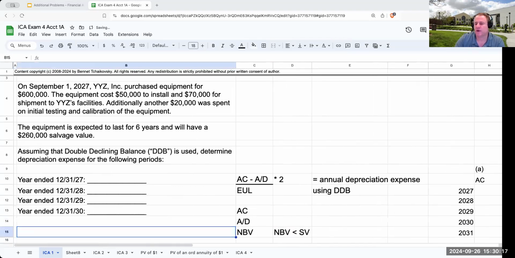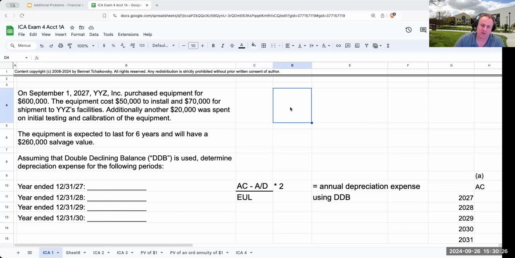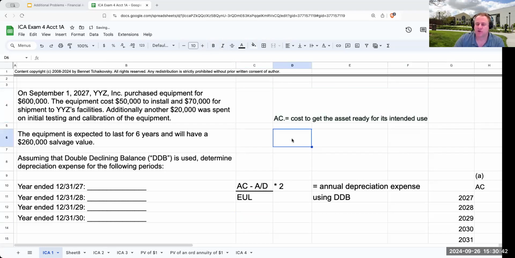And let's now figure out what our double declining balance is. So the way we determine our acquisition cost is going to be the cost to get the asset ready for its intended use. So it's any cost that we're going through and spending, essentially trying to get that asset ready for use.